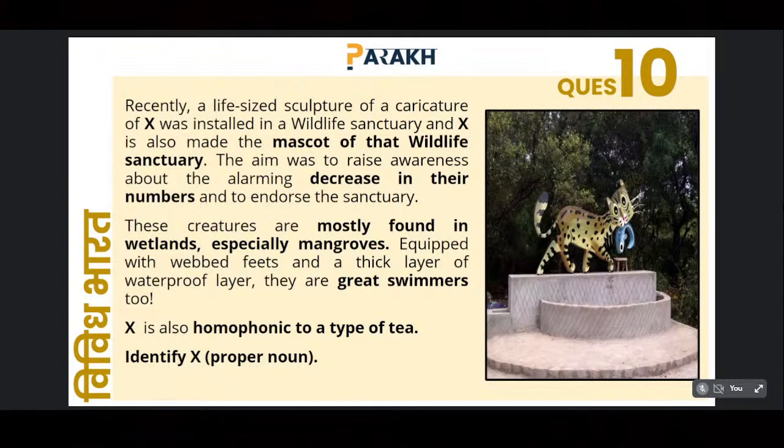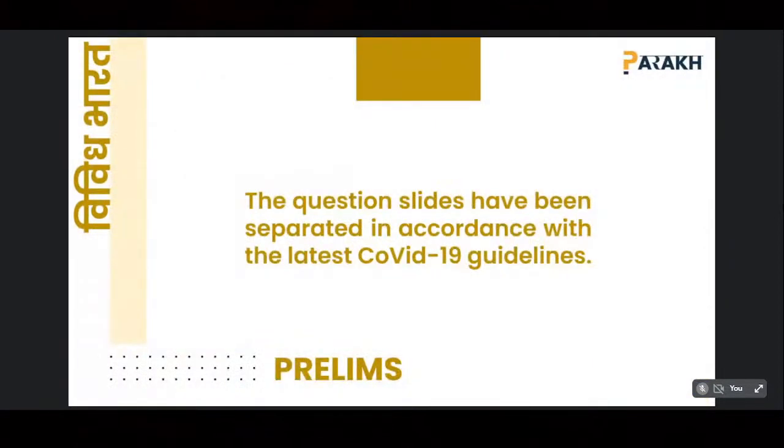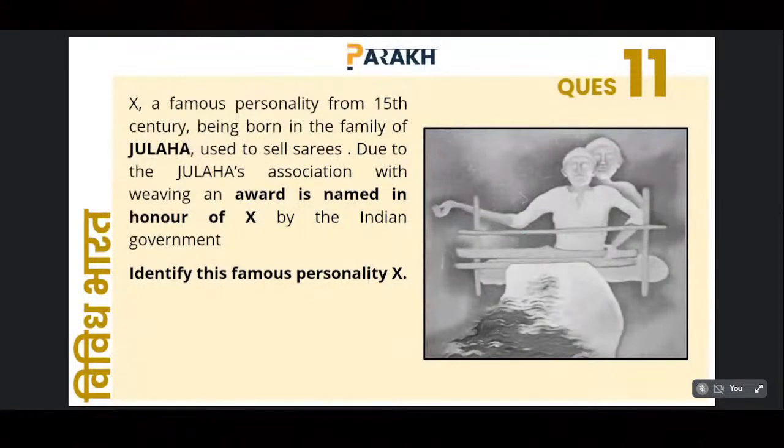Moving on to the next question in 5 seconds. X, a famous personality from the 15th century, was born in the family of Julaha and used to sell saris. Due to the Julaha's association with weaving, an award is named in honor of X by the Indian government. Identify this famous personality X.